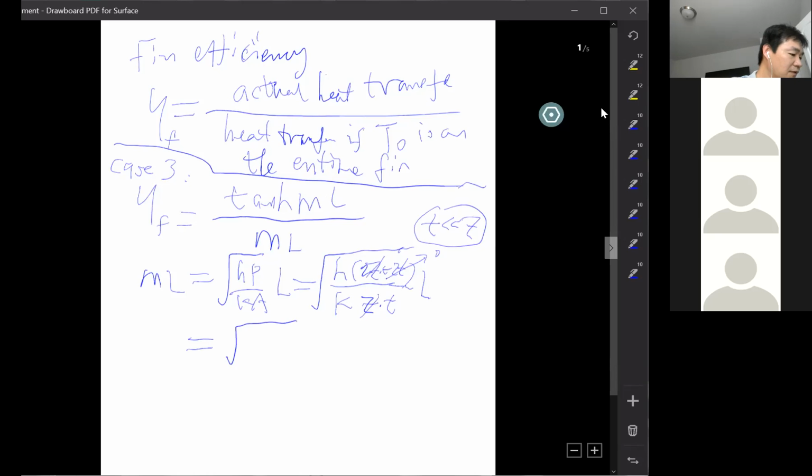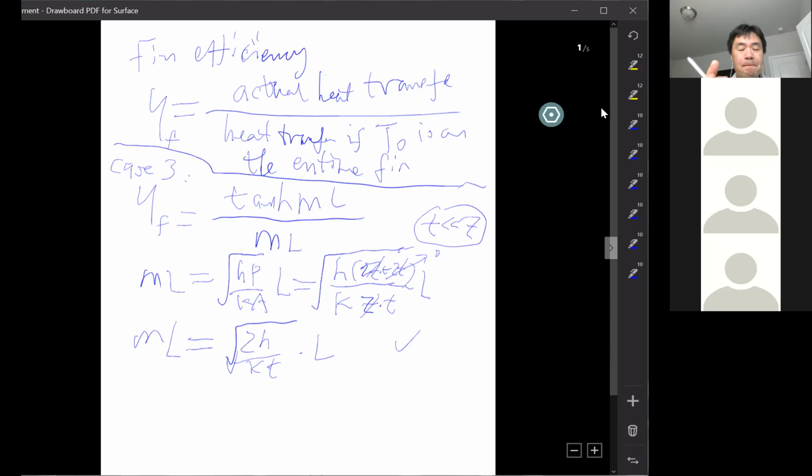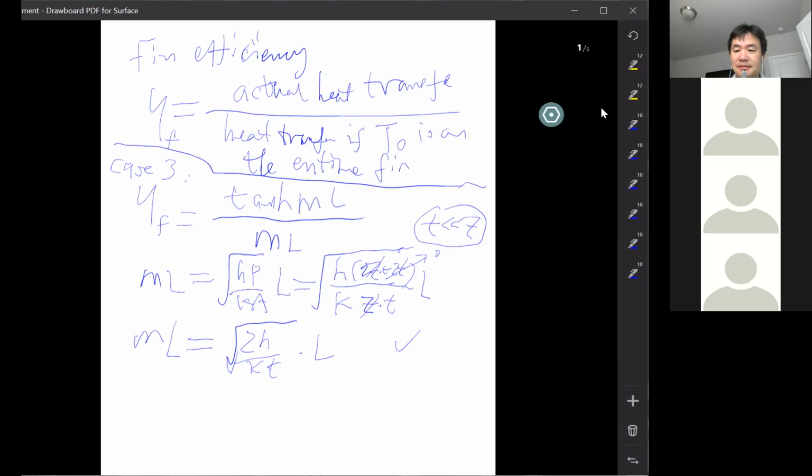ML becomes square root of 2H over KT times L. That's one thing you can use. People commonly use it after a simplification. Indeed, T is very small compared to Z. Well, if that's the case, right? Sometimes maybe it's not. If it's not, then you better just keep T there. Is that good? That's one way to do it.